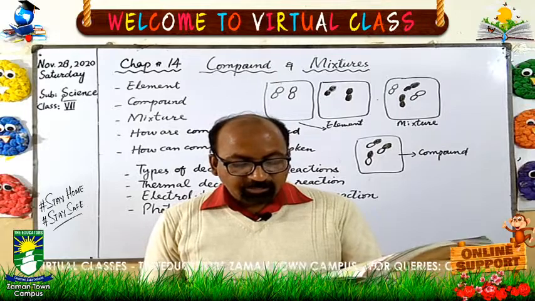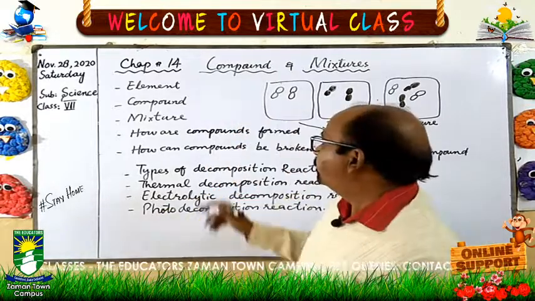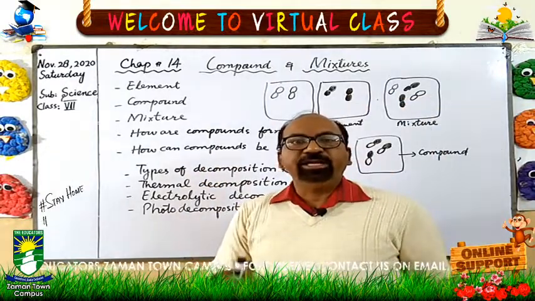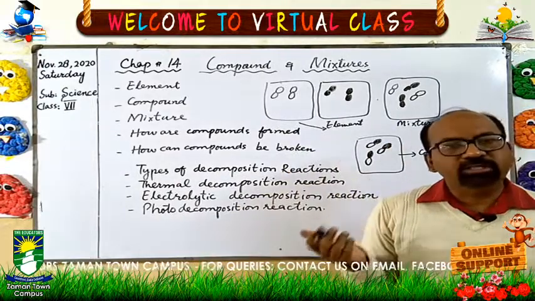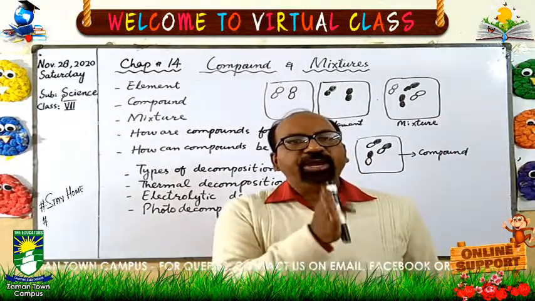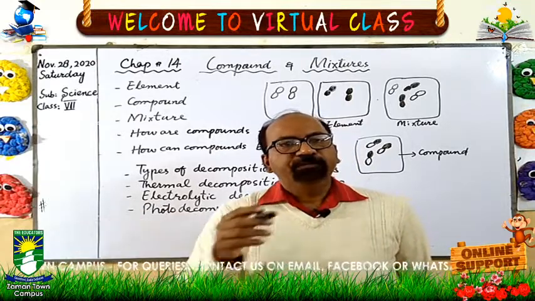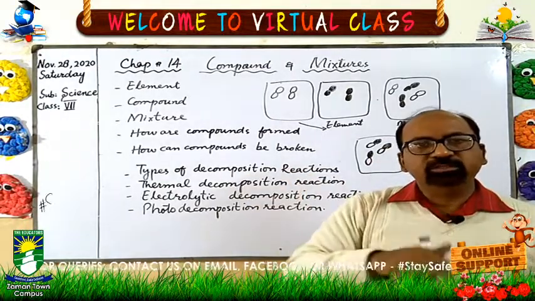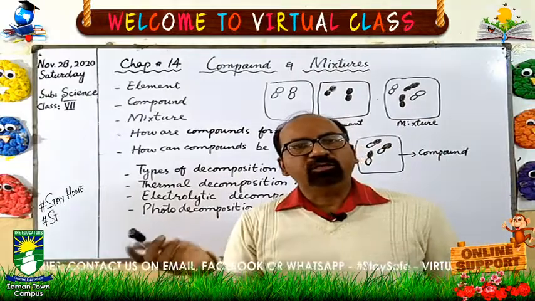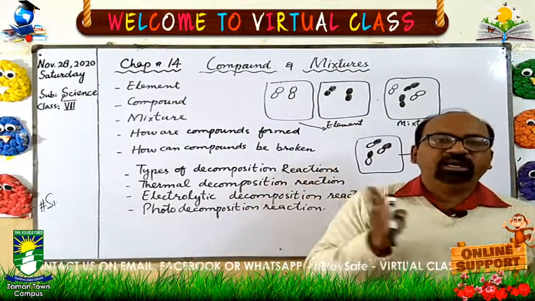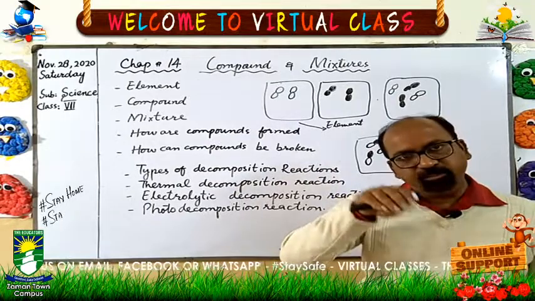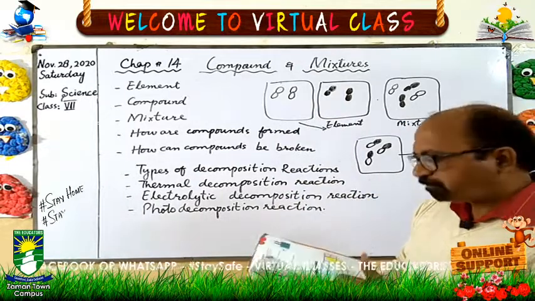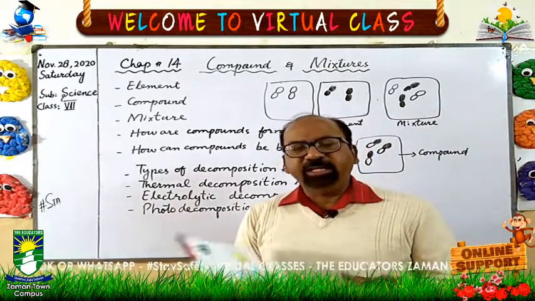How can compounds be broken down? They can be broken down by decomposition. So it is necessary to understand what decomposition is. Decomposition means to break down into smaller pieces. So when a compound is broken down into smaller pieces or into the constituent elements, meaning the elements with which they are formed, this is called decomposition. Compounds can be broken down by decomposition.